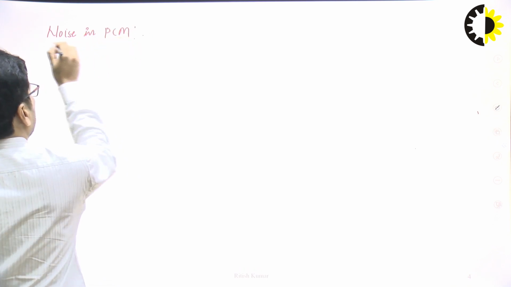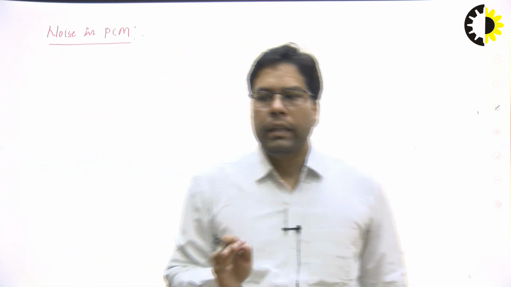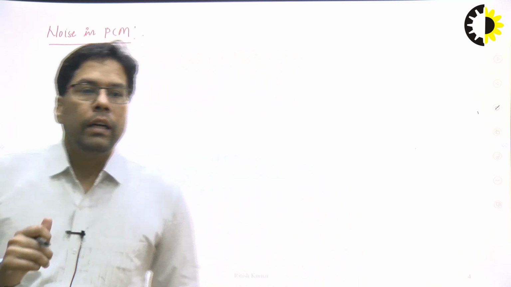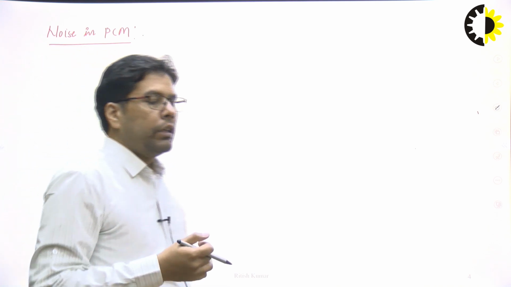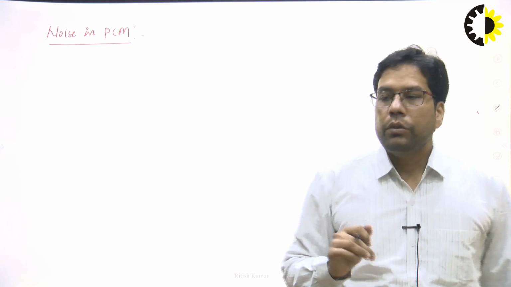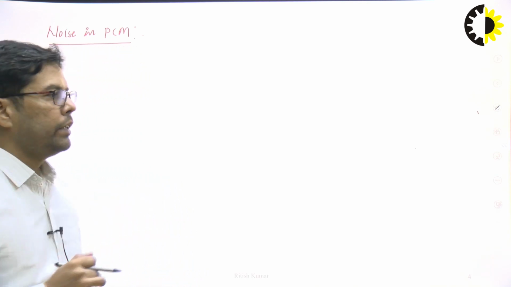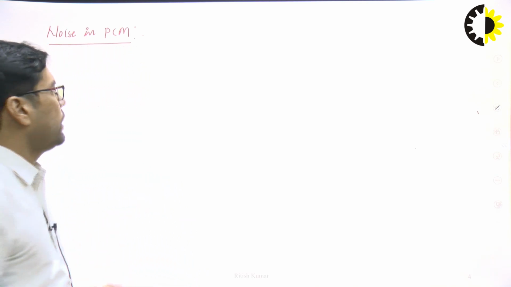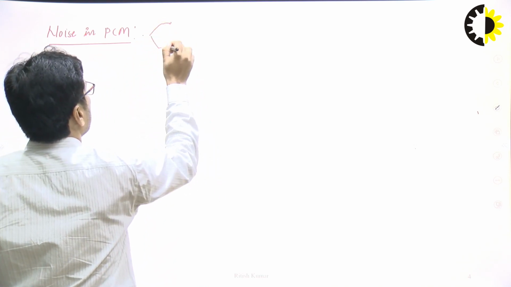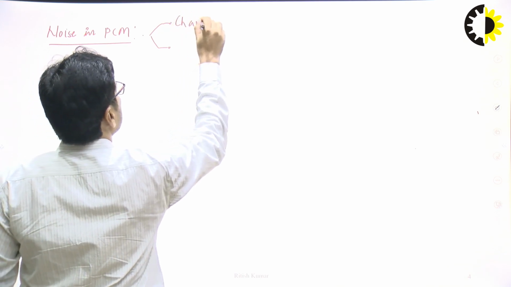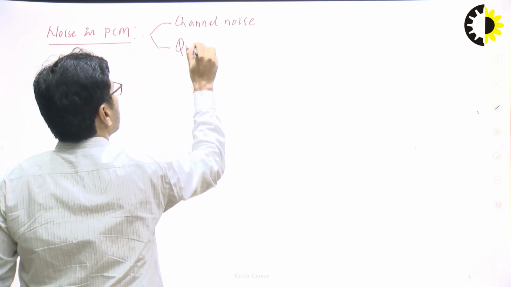I hope you are all aware of pulse code modulation. In pulse code modulation, there is a process. First, you have to do the sampling, then quantization, and then encoding before transmitting the information. During the quantization, you will get the quantization error, and this error is also known as quantization noise. So in PCM system, there are two kinds of noise you will get. The first one is the channel noise, and the second one is the quantization noise.